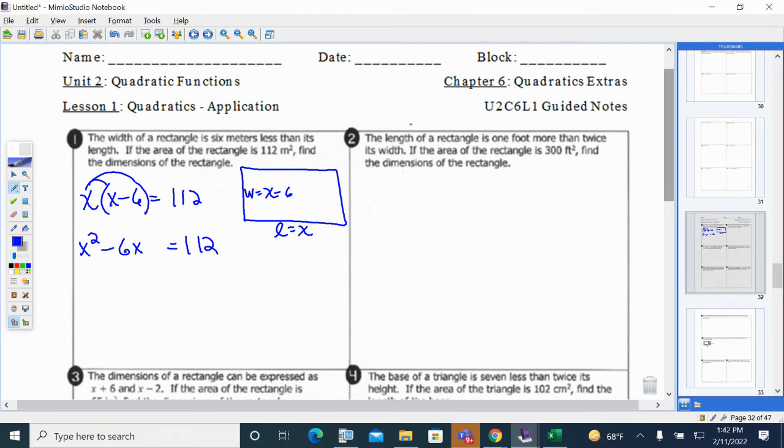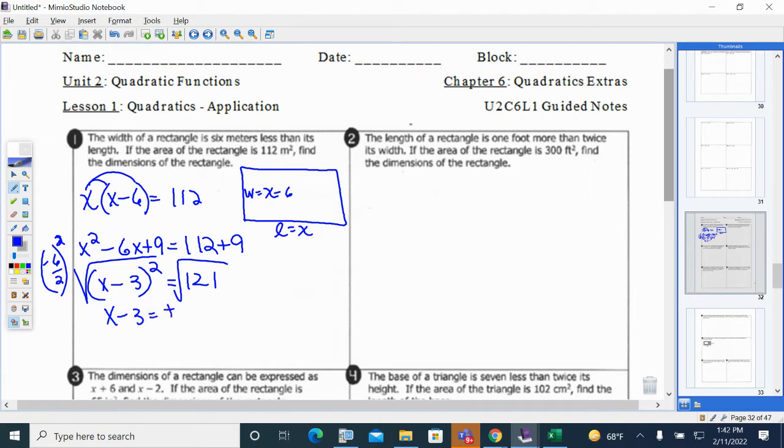So at this point, I'm going to add the b over 2 squared to both sides. So b is negative 6, divided by 2 is negative 3, squared is a positive 9. So I'm going to add 9 to both sides. I'm going to factor the left now. It factors into x minus 3 squared equals 121. Now I can square root both sides, and x minus 3 equals a positive and a negative 11. And I can set up my two equations.